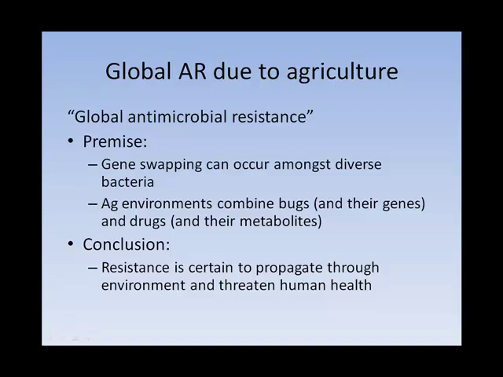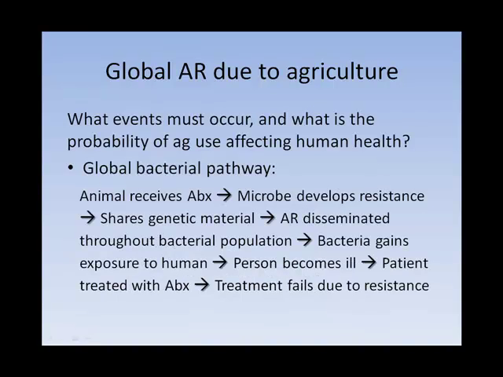So if we break this down to the same type of path scenario, well, what really has to happen along the way? You still have to have the animal receiving the antimicrobial, the microbe has to develop resistance, share the genetic material. All of that's, well, at least those are the same. Now we're going to get it spreading throughout the population. The bacteria has to gain exposure to humans. How's that going to occur if we're not talking about food? Well, we could be talking about food, but it's no longer just Campylobacter, Salmonella, or E. coli. It could be Enterococcus. It could be the various lactic acid producing bacteria that Bob was talking about again in milk. So there's any number of ways that these can be exposed through food.